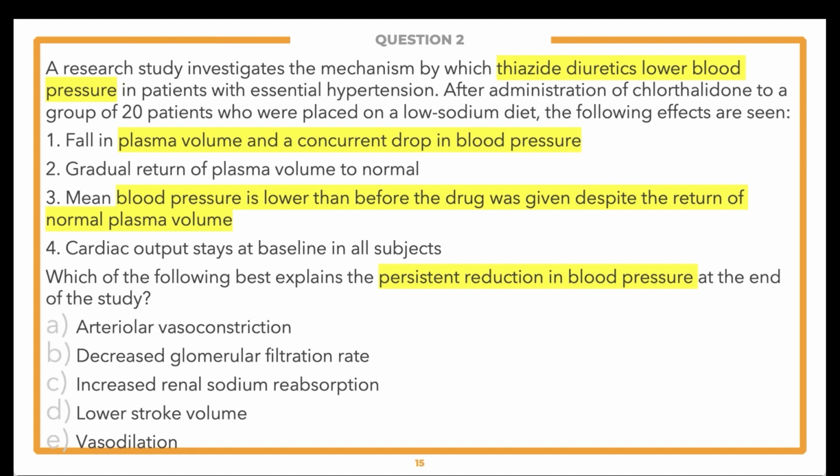So these are all good options, and multiple of them might make sense, but only one would really answer this question: why the blood pressure is persistently reduced despite the volume returning to normal. It's a good factoid question to really learn from, and I learned from it as well. So take your time, go over this question, and let's pick an answer. Okay, everybody, you heard the doctor, so go ahead and make your selection.